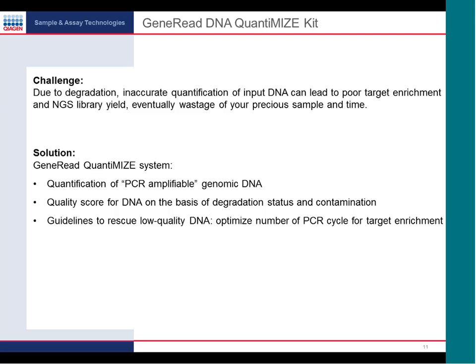Because if you are dealing with clinical samples, the sample is precious. Although it's low quality, you would like to make use of it and you want to see if we can get some reliable result out of it. And that's what this kit does. It will provide you the guidelines by optimizing the number of PCR cycles for target enrichment so that you will get a good result with each and every next-gen sequencing run.